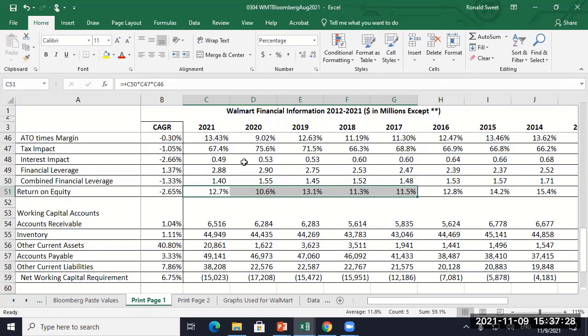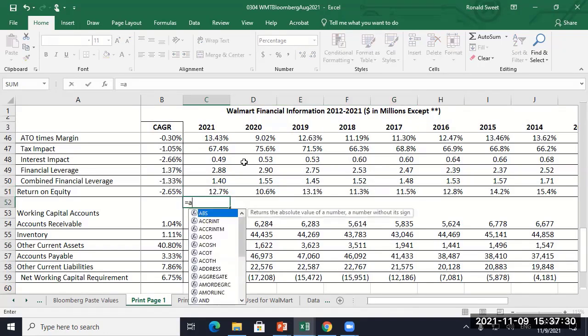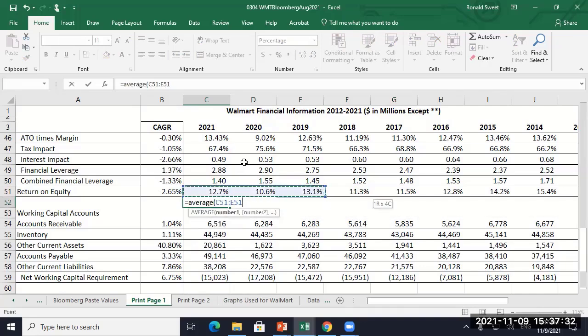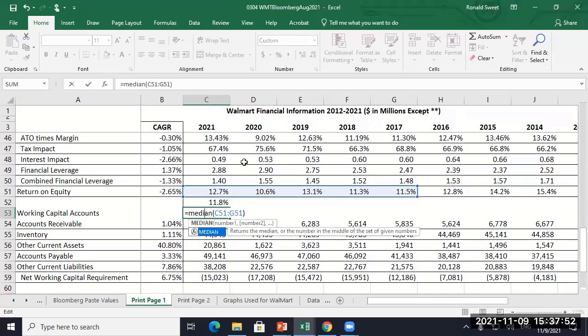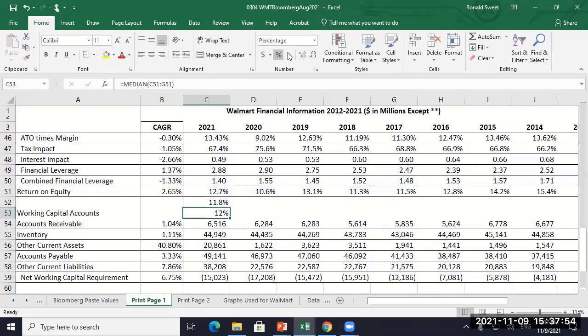How do I normalize? You could easily just say, let me look at the average of the last 5 years. That's fine with Walmart. But if you've got a firm that was 12%, 10%, 32%, negative 14%, I prefer the median. What does the median do for you? Assuming you can spell median. It gets rid of outliers, right? The average is affected by outliers, the median's not.